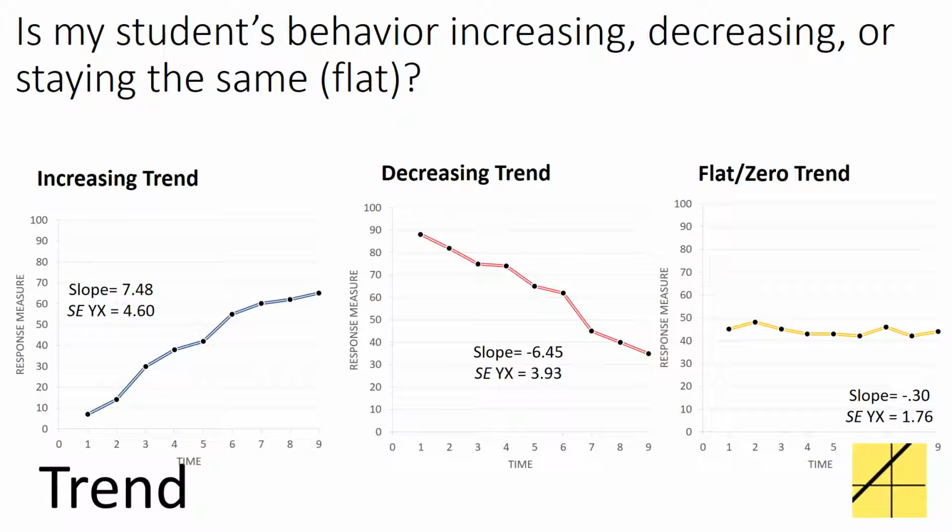In these examples, we have supplemented the visual analysis of trend with slope and standard error of slope, which tells you how close the data points are to the slope, or in statistical terms, the regression line. These statistics are supplemental information and can be used to complement your visual inspection of trend.